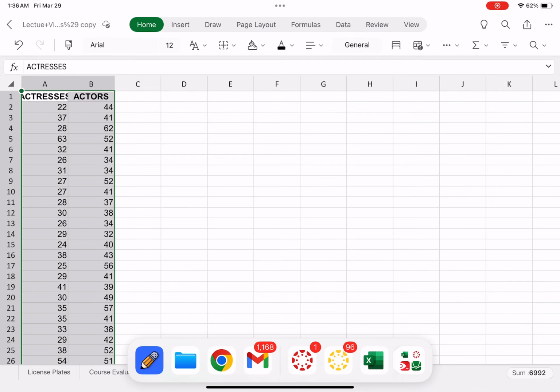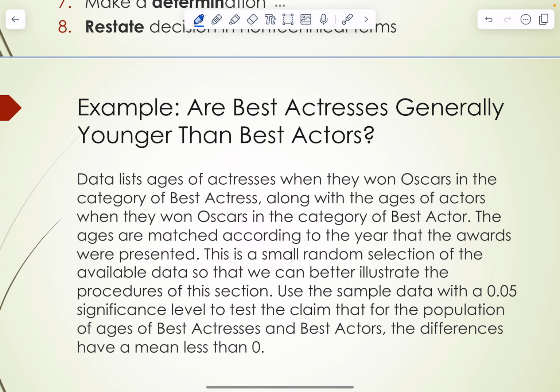All right, let's go back and take a look at the prompt. The data list the ages of actresses when they won Oscars in the category of Best Actress, along with the ages of actors when they won Oscars in the category of Best Actor. The ages are matched according to the year that the award was presented. This is a small random selection of the available data so that we can better illustrate the procedure of this section.